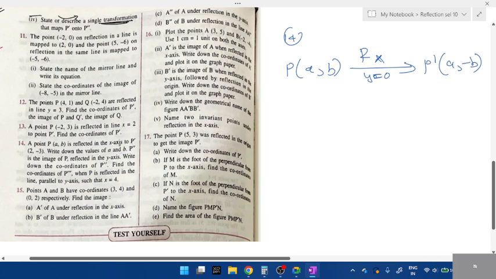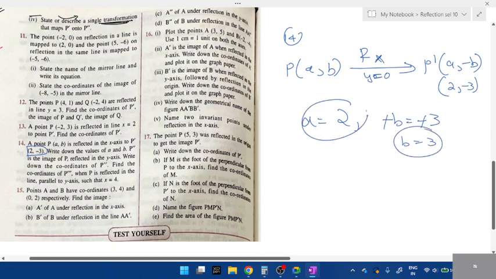A and B is reflected in the x-axis to P dash 2 comma minus 3. Actual value of P dash is what? So I'll write it below. 2 comma minus 3. Now just compare. What is A value? What is B value? No, no, not minus 3. For B, take minus B is equal to minus 3. Both minus gets cancelled. B is equal to 3.